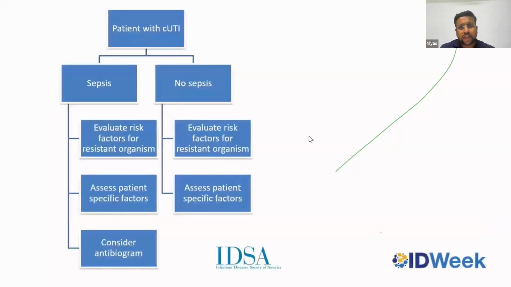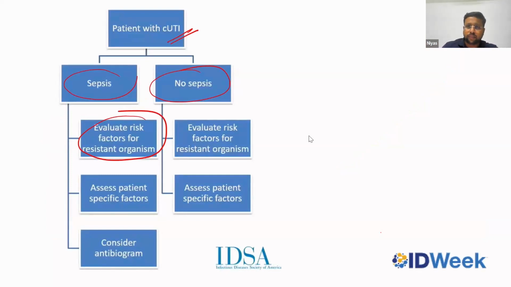So again, when you have a patient with complicated UTI, which means pyelonephritis, you have to look at whether the patient has features of sepsis or no sepsis. You can use your criteria, the Sepsis-3 criteria or the SIRS criteria, to say whether the patient has sepsis or non-sepsis. Also, you have to assess the patient for risk factors for resistant organisms, which will depend upon where the patient is coming from, whether the patient has received antibiotics in the past, all those things which will increase the risk of a resistant organism. And patient-specific factors, whether the patient has some immunosuppressive conditions, whether the patient is neutropenic, etc. And then your hospital antibiogram is very, very important to choose the particular antibiotic.